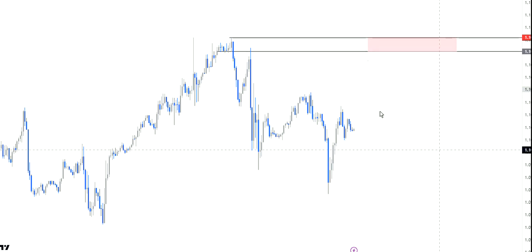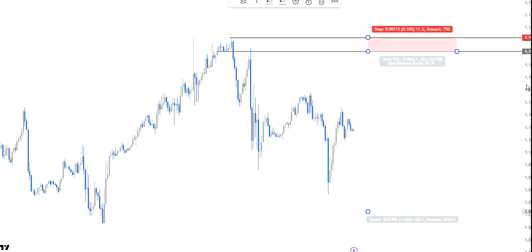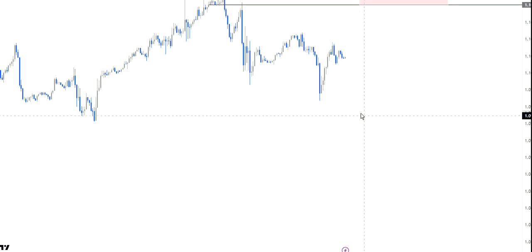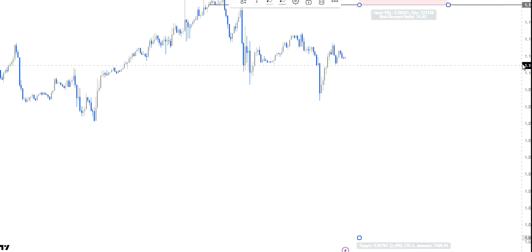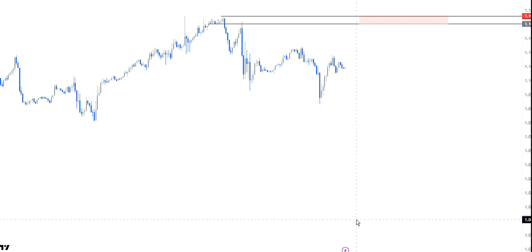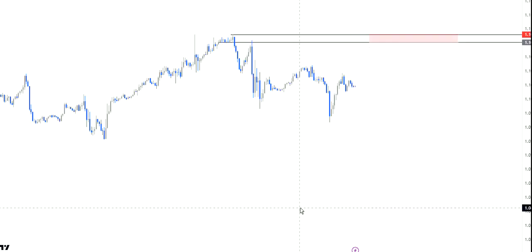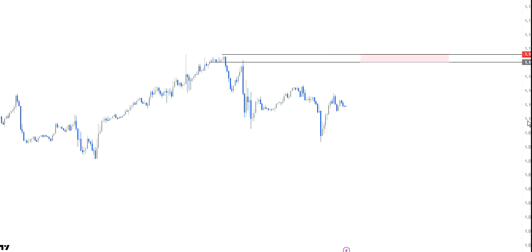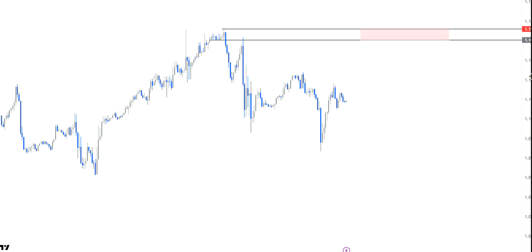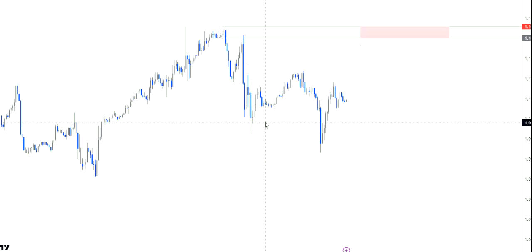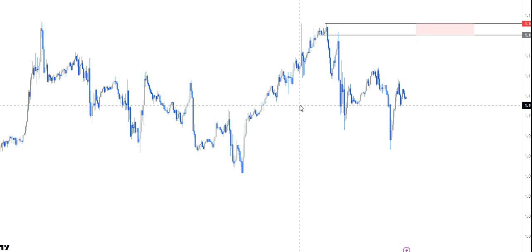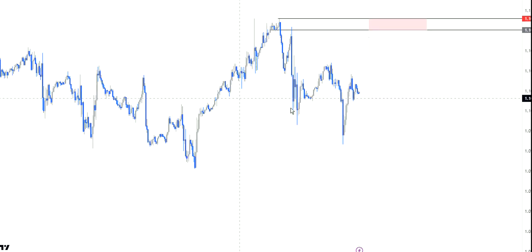Okay, then our TP is here below. Now this will be our entry and our TP will be below there. So this is how we will be dealing with Euro USD for the next week.